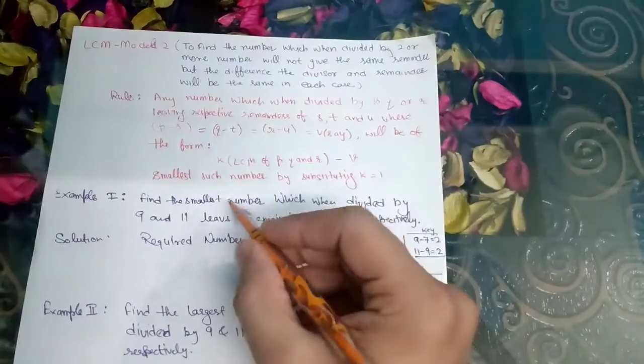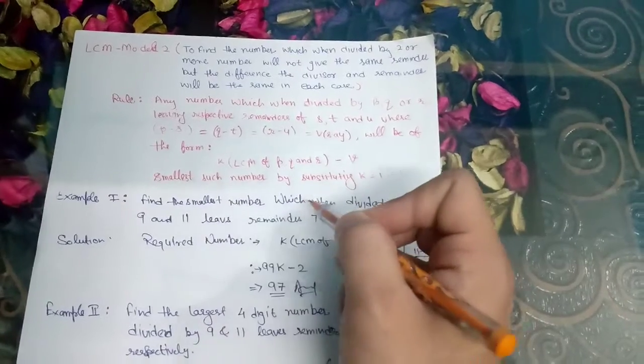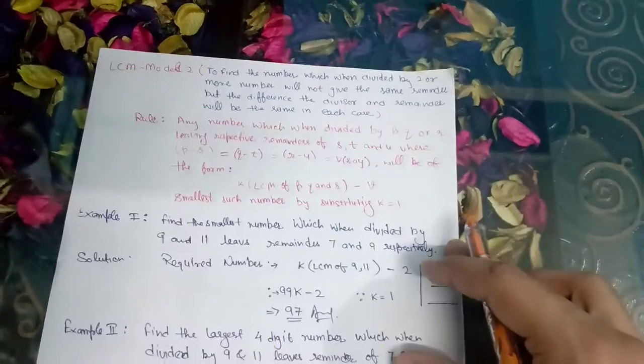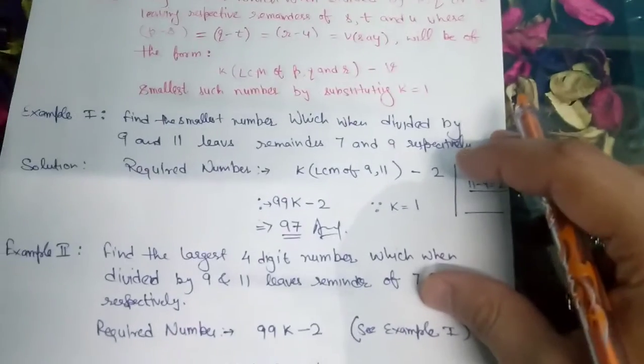So it is the application of the smallest such number by substituting k equal to 1. When you put k equal to 1, you will get the smallest number. So let's quickly discuss the examples.